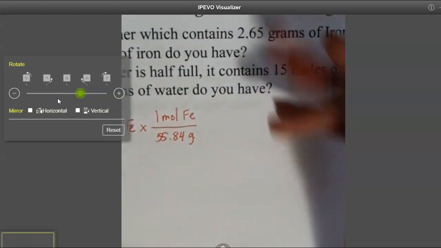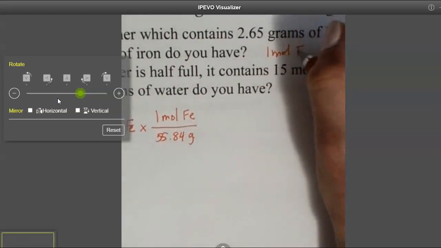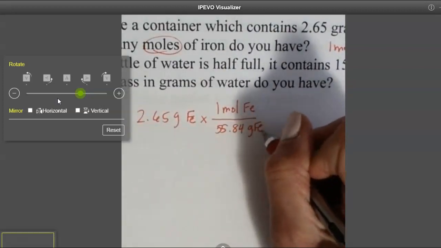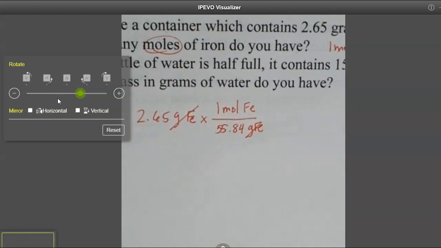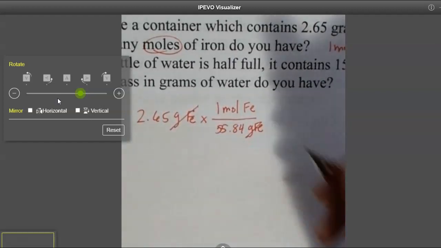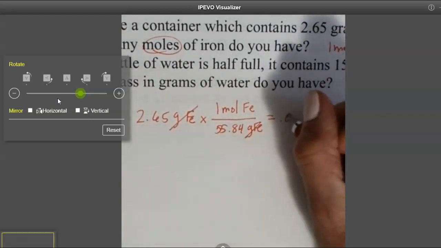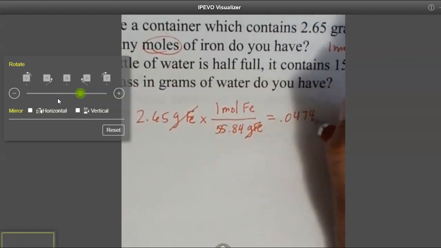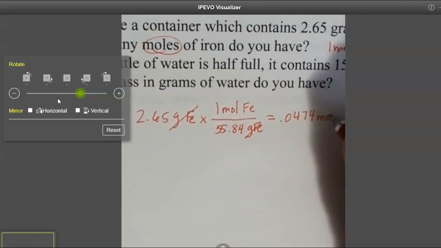So if you guys remember, I could write it out like this. 1 mole of iron is equal to 55.84 grams of iron. So we are just taking this equality, which is the molar mass of iron, and putting it into a conversion factor, just like we did before. Now, converting, we round to however many sig figs we start with. So 2.65 divided by 55.84 is equal to 0.0474 moles of iron.